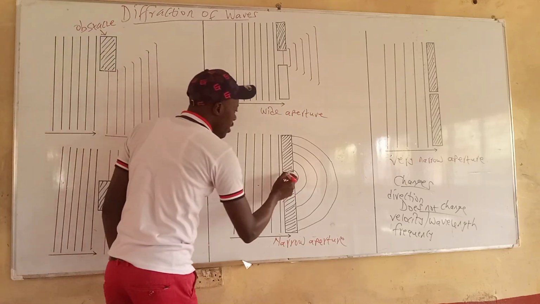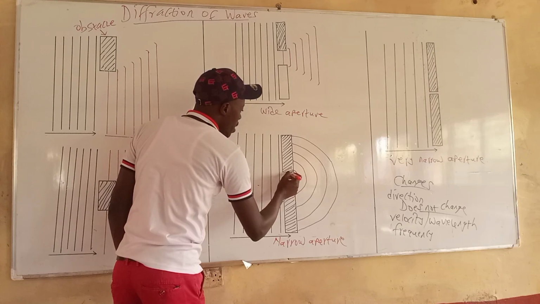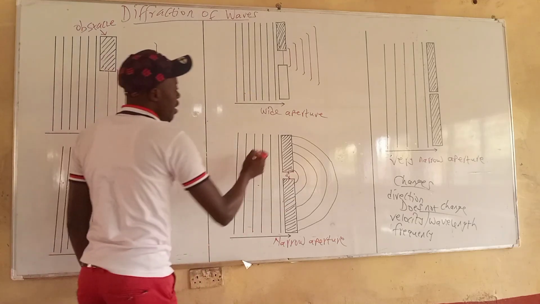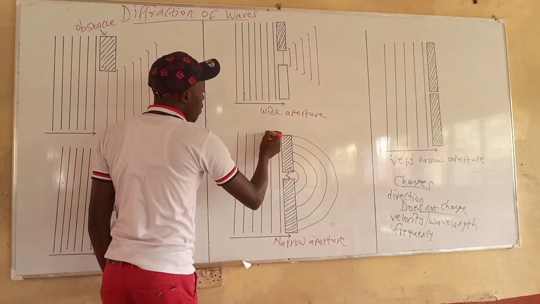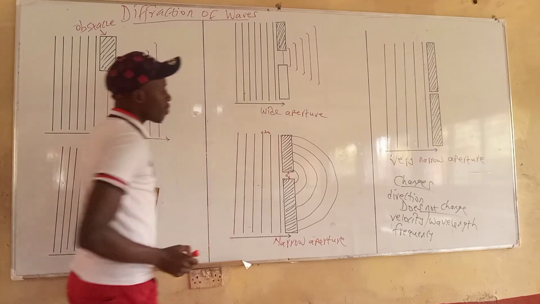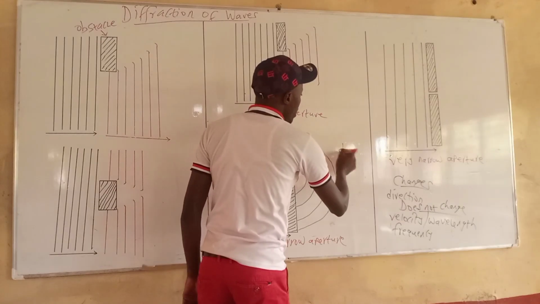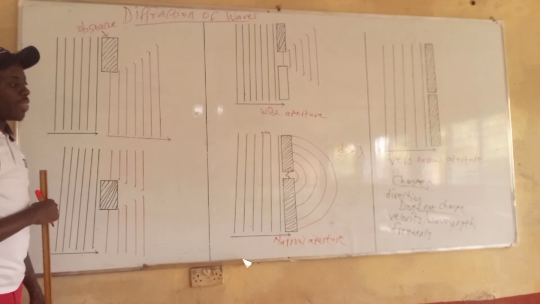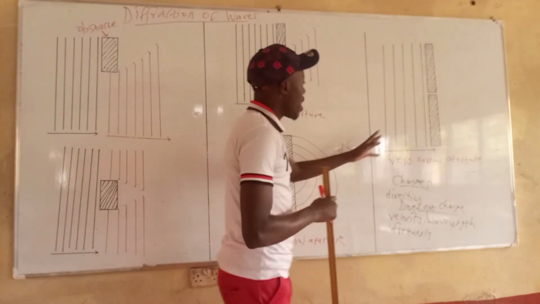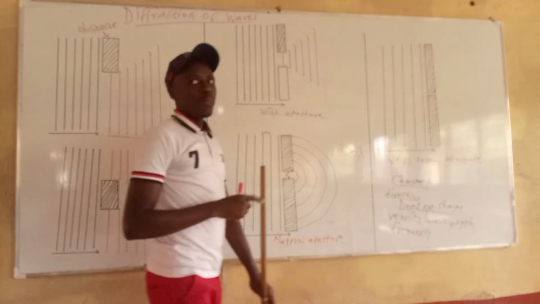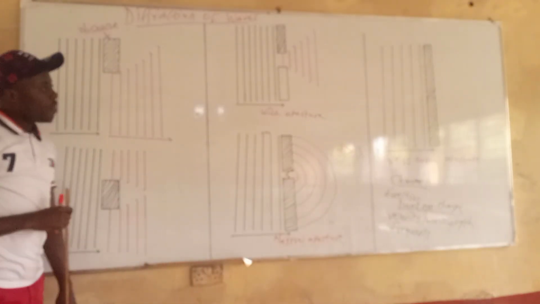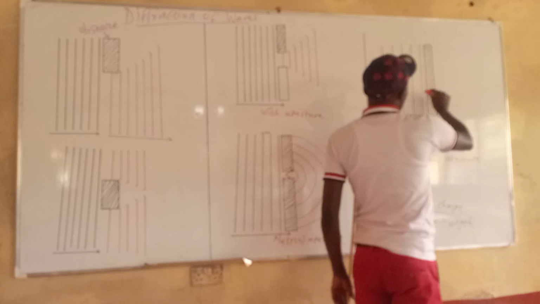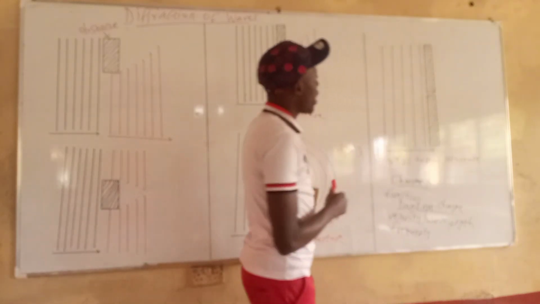In other words, if we call this distance from here up to here d, and this one wavelength from here up to here, then it's important to note that d is less than wavelength. So let's now go to the last one, whereby we have a very narrow aperture. The keyword is very, very narrow. So the distance of the aperture is very narrow compared to the wavelength.